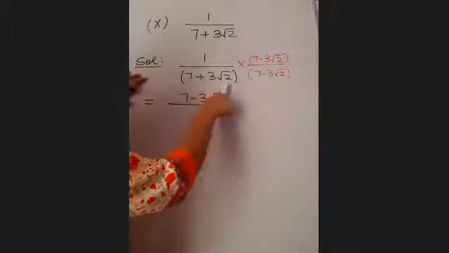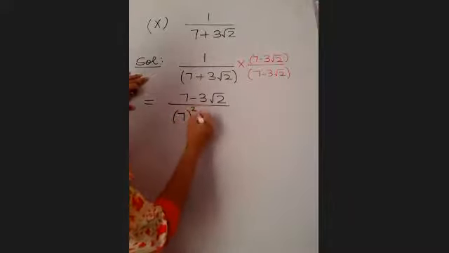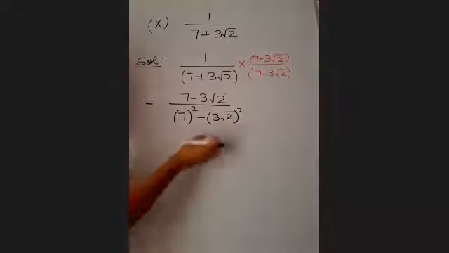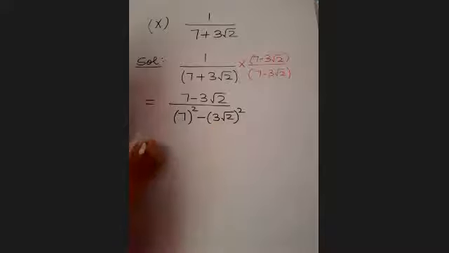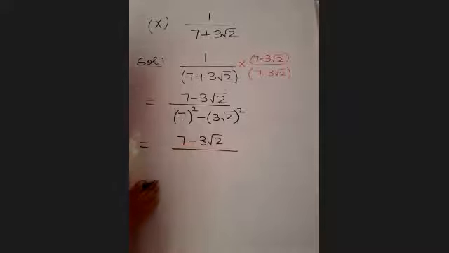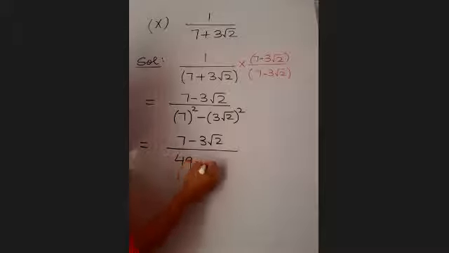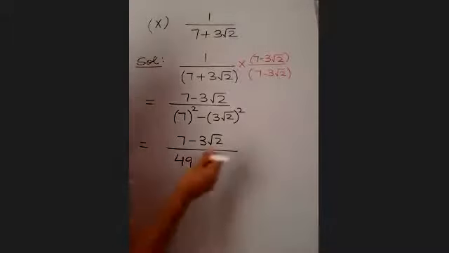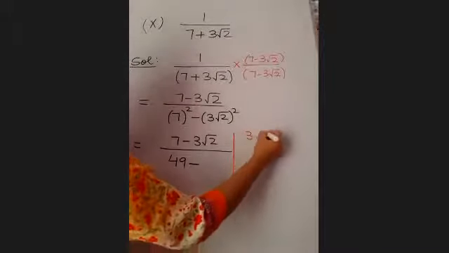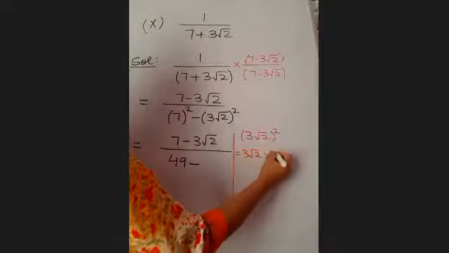We multiply A plus B by A minus B. So A square minus B square. Here B is 3 root 2. So now, what is 7 square? 49. Children, what is 49 minus, let us just discuss what should be 3 root 2 square. Does it mean 3 root 2 into 3 root 2?